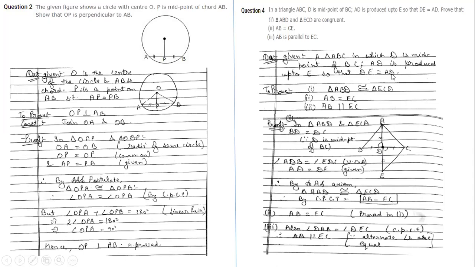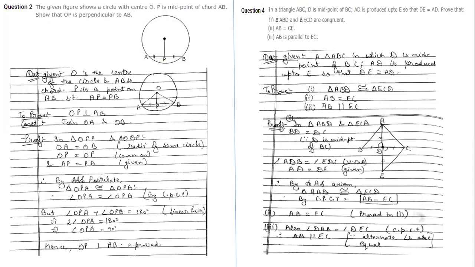Because in the first one, we have to prove that these two triangles are congruent, that we have proved. And by using CPCTC, that corresponding parts of congruent triangles are congruent, we can write AB is equal to EC. Second part proved. Come to the third one. Here we have to prove that AB is parallel to EC.